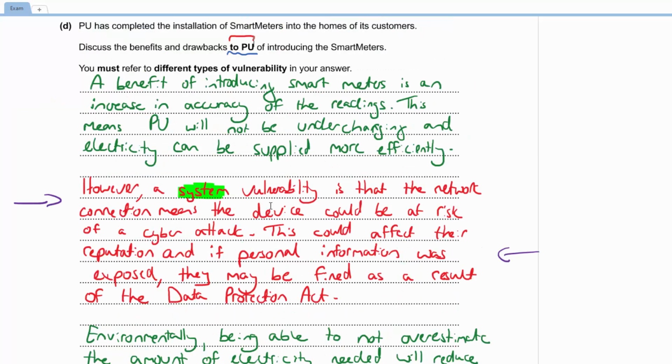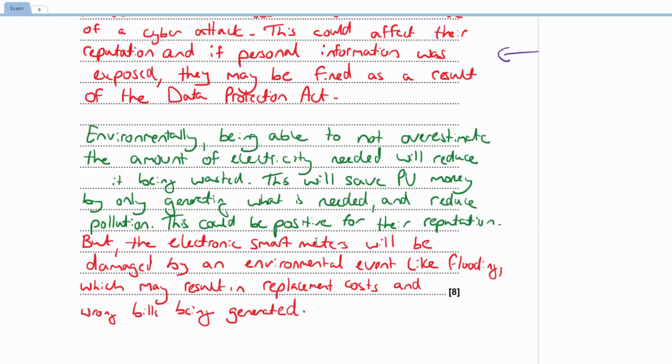You may well have written other points, as long as they're on a similar theme and are going from positive to negative and are mentioning at some point these different types of vulnerability, then that will be fine as well.